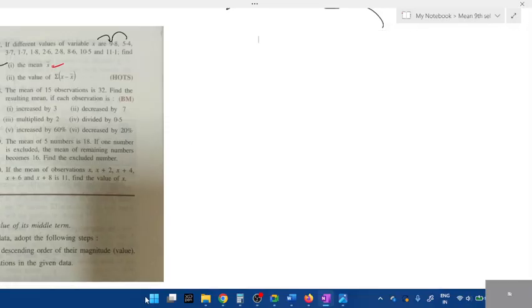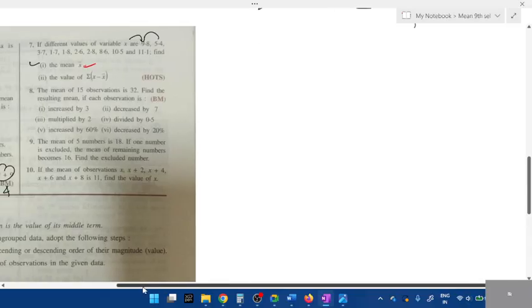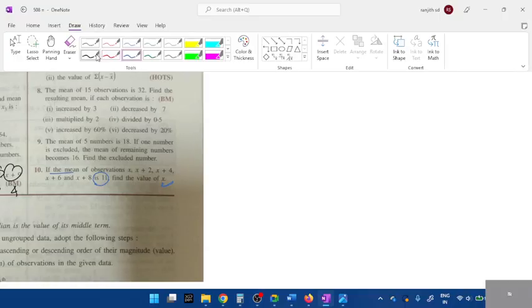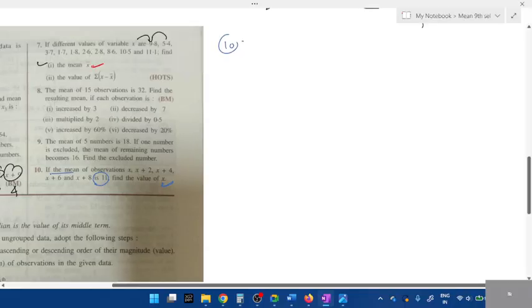Okay, next question. What's the time? Okay, next one, 8th and 9th, we'll do tomorrow. We'll continue tomorrow. Try that. I'll explain the 10th one. Look here. If the mean of the observations given is 11, you have to find the value of x. Whenever they tell you to find the value of x, the mean value will be given. What is the mean value? The mean of all the observations is how much?